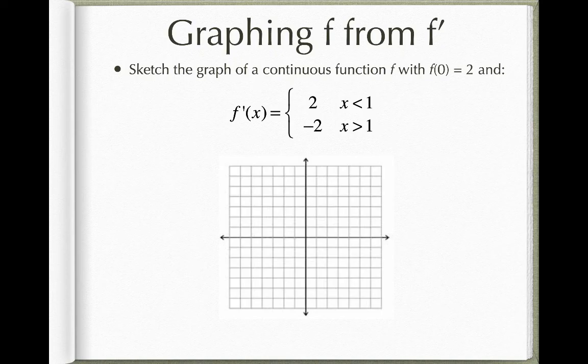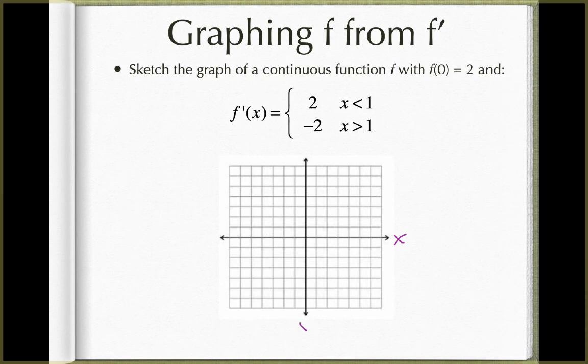So here we have another one. It says graphing f from f prime. Sketch the graph of a continuous function f with f of 0 equal to 2. So we know that f of 0 is 2, and we know that f prime of x has a slope of 2 when x is less than 1, and a slope of negative 2 when x is greater than 1. So here's my y.